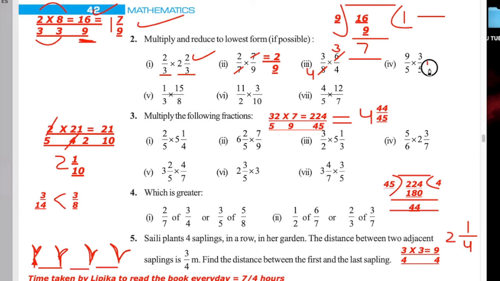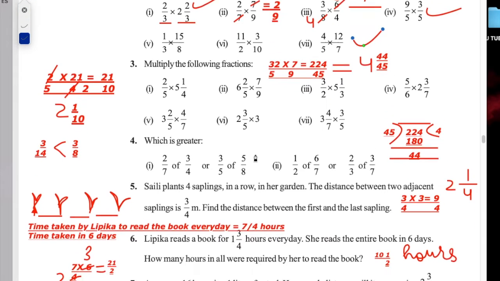Same you can solve this question. 9 3s are 27, 5 5s are 25, 27 by 25 will be the answer. So the rest of the parts you all will solve. I have told you the way how to solve. Now the question number 3.